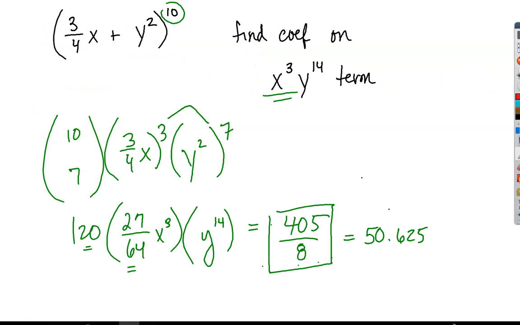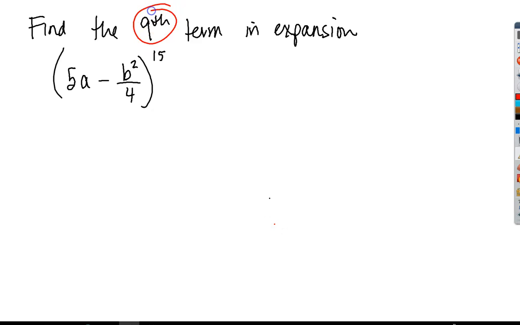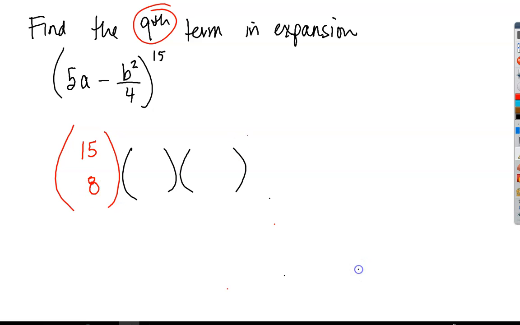So, knowing that, if I want the 9th term, the first thing I know is that I would have 15C8 out front, because we start with a 0 for our first term, so it's always one less. Once you get that, it's a little easier to figure out what these powers should be. This should match here, and these two things have to add up to 15. So that's to the 7th. Then just fill in: 5a, negative b squared over 4. And then let's go to work.